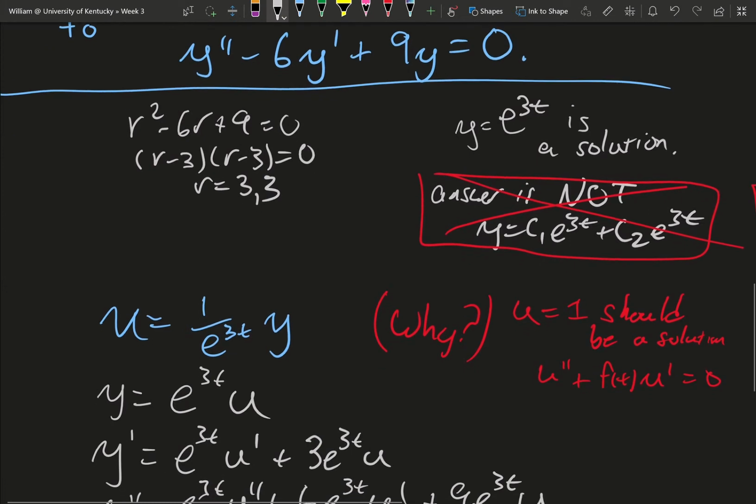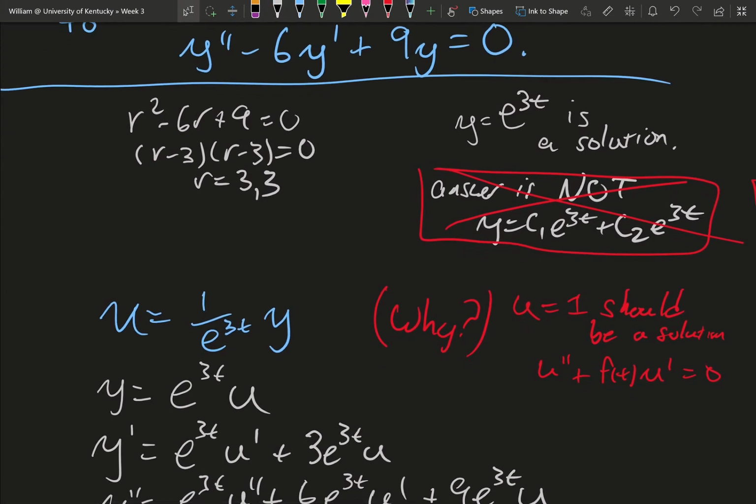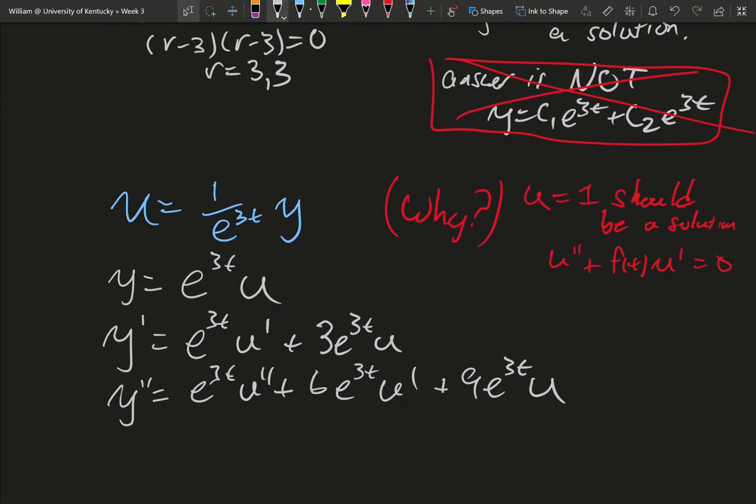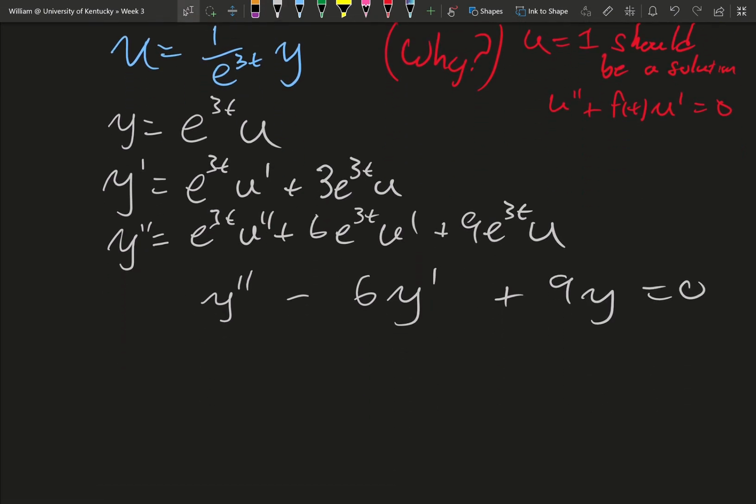So now let's plug all of these into here. So y double prime minus 6y prime plus 9y equals 0. I'm going to pull out an e to the 3t for this y prime just to make it a little bit simpler, and the same for up here.